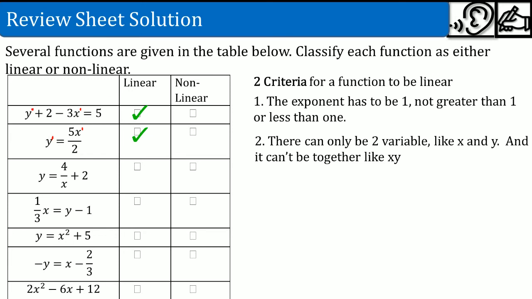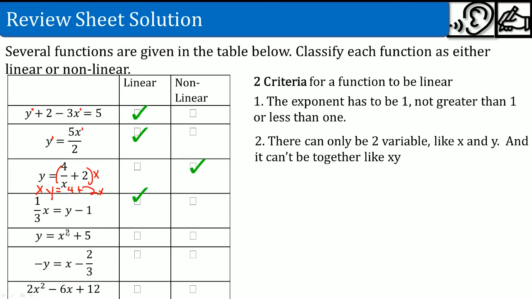Because it's on the bottom, the exponent here is actually not 1, it's -1. Or if you want to think about it, you can multiply this by x. It becomes xy is equal to 4 plus 2x. Okay, not a function. Next one, 1/3 x is equal to y minus 1. That is a function because, again, the x is already out here, and that's a y, and the exponent is 1.